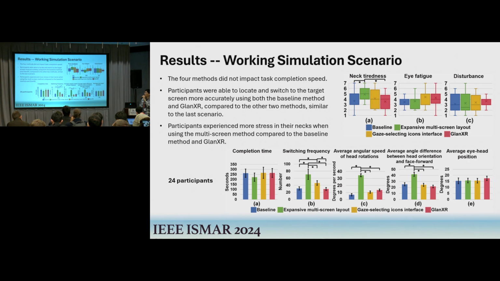In the working simulation scenario, we found that the 4 methods did not impact task completion speed, and the participants were able to locate and switch to the target screen more accurately using both the baseline method and our approach compared to the other methods, and this result is in line with the last scenario. Last one, participants experienced more stress in their necks when using the multi-screen method compared to baseline and our approach.